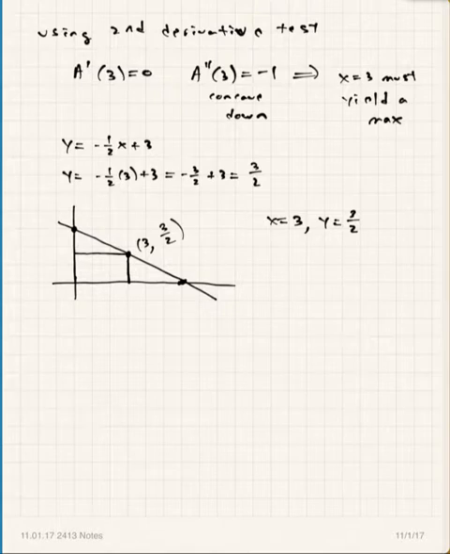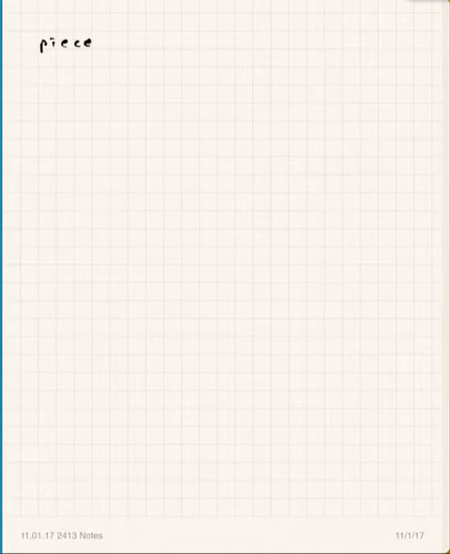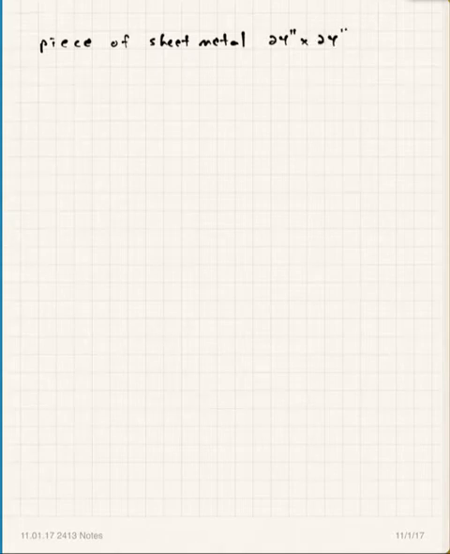All right, so we're going to continue talking about some geometric problems. And let's see, okay, so I'm going to go ahead and start the next problem on a clean page right here. Let's say we have a piece of tin. Let's not necessarily say it's a piece of tin, but a piece of sheet metal. And the piece of sheet metal is 24 inches by 24 inches.